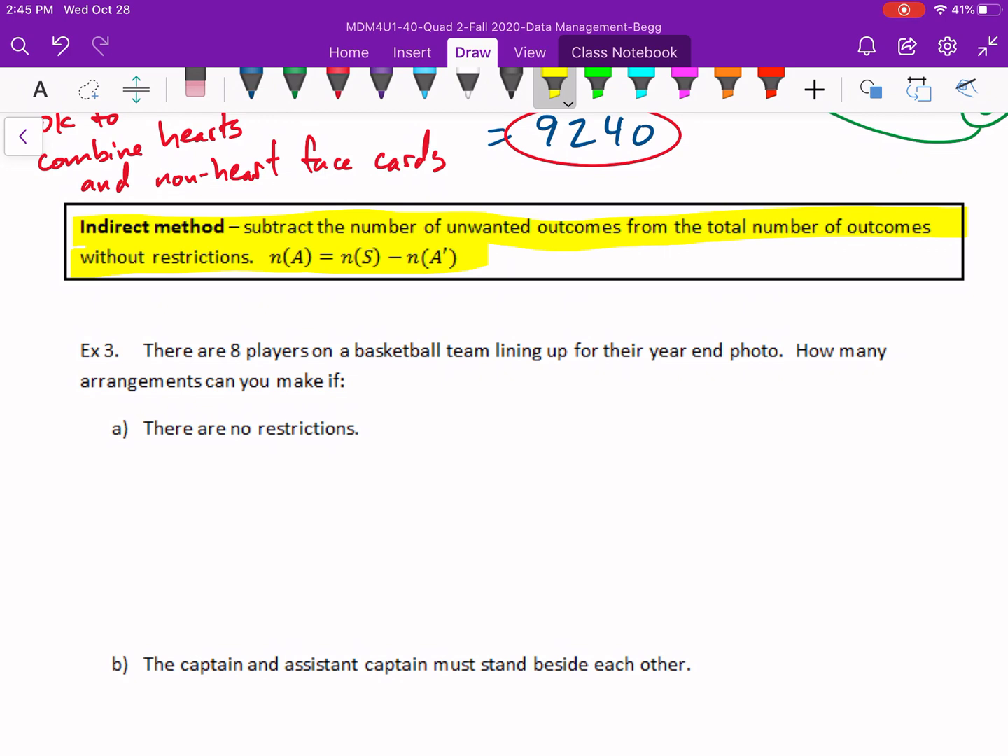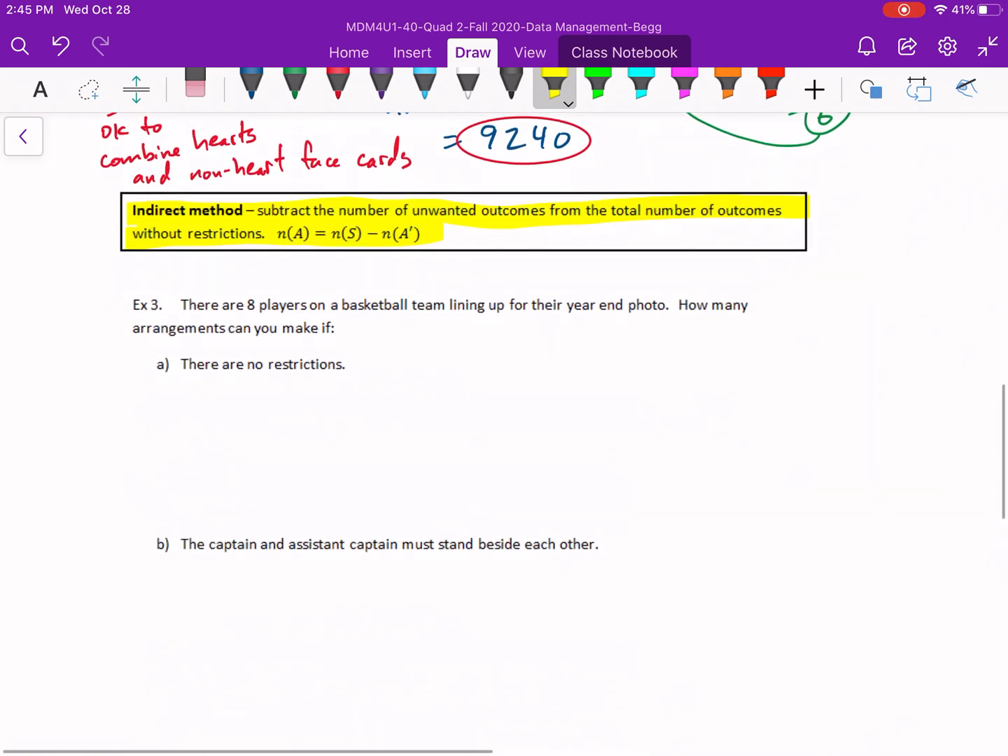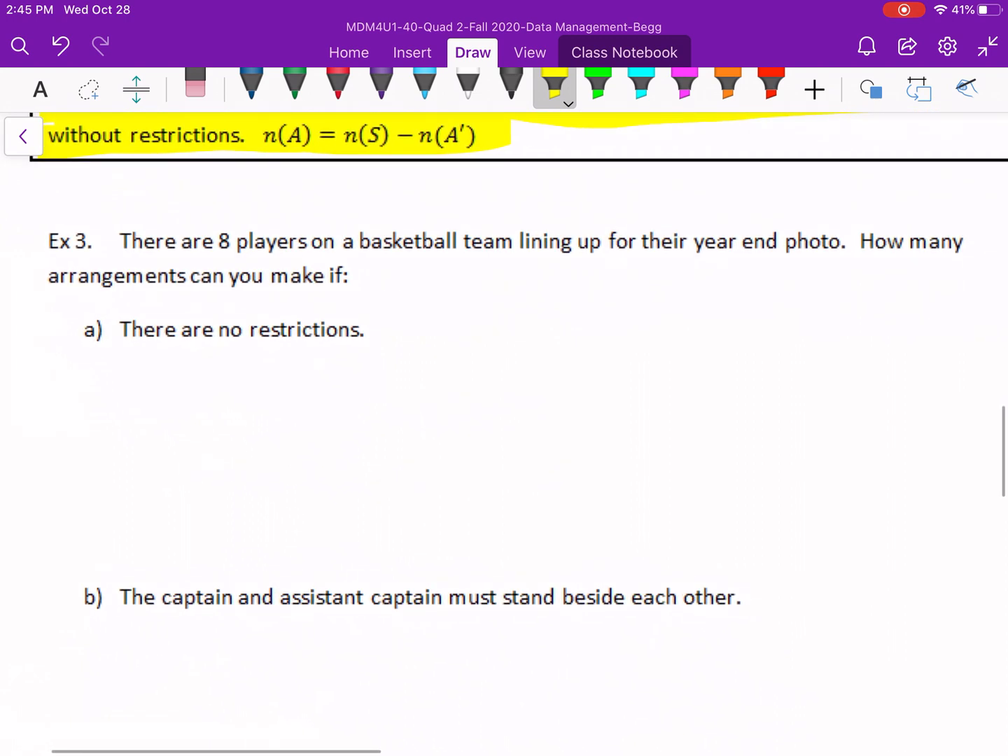So the wanted outcomes plus the unwanted outcomes add up to the total number of outcomes. There's no other option. You either want them or you don't. So they add up to the total number of outcomes. Sometimes it's easier to actually count the unwanted ones and then just subtract them from the total number of outcomes than trying to count all the different ones that we do want. That's the indirect method. We're going to see that in this last example, but not until we get down to part C. So let's get going on it.